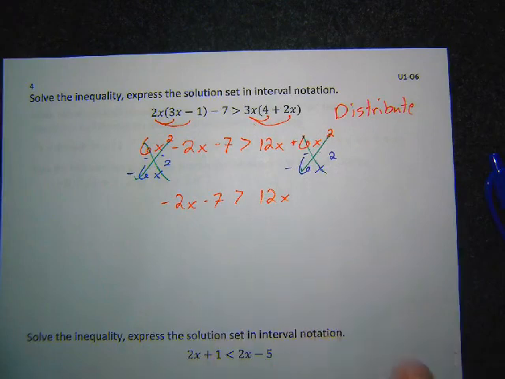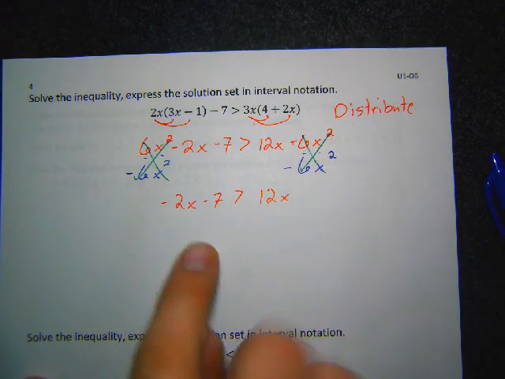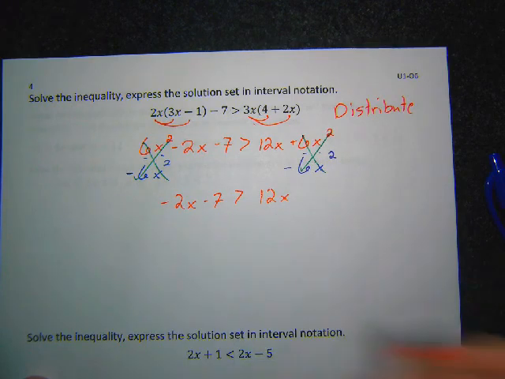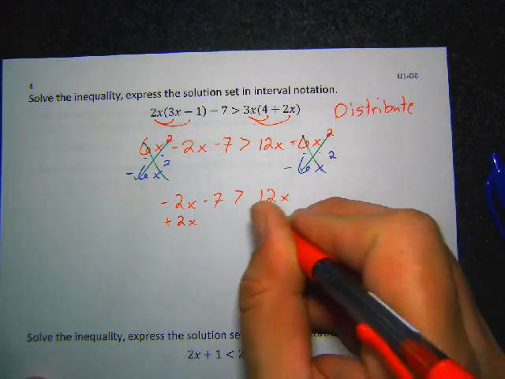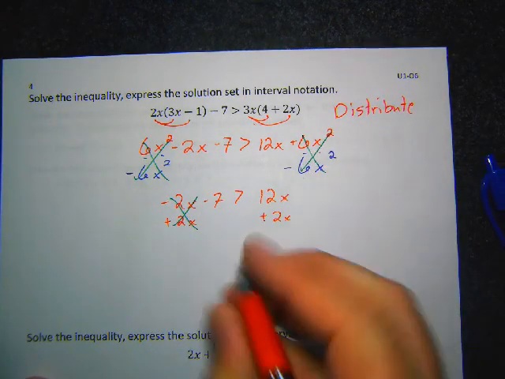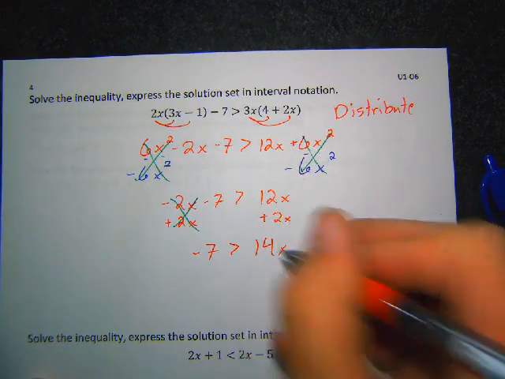Okay, let's finish this off. I want to get the x's on the same side. Again, we like to get them positive. So if we're going to move the 2x over, I'm going to get positive because I'm going to add 2x to both sides. So that's what I'm going to do. I'm going to add 2x to both sides. That way I can get rid of this minus 2x. So we got minus 7 is greater than, what is that, 14x? 12 plus 2 is 14.